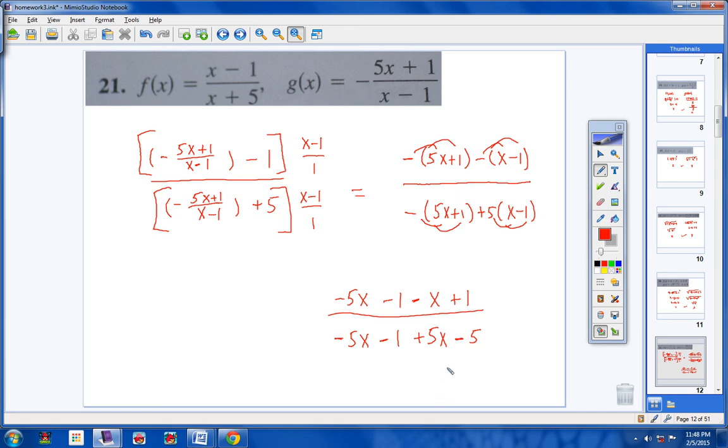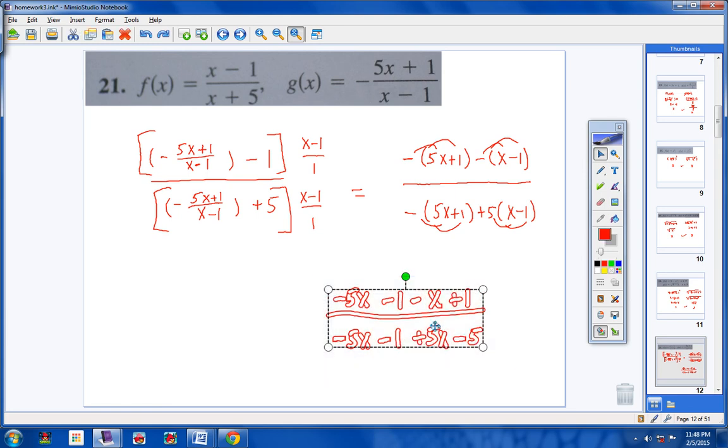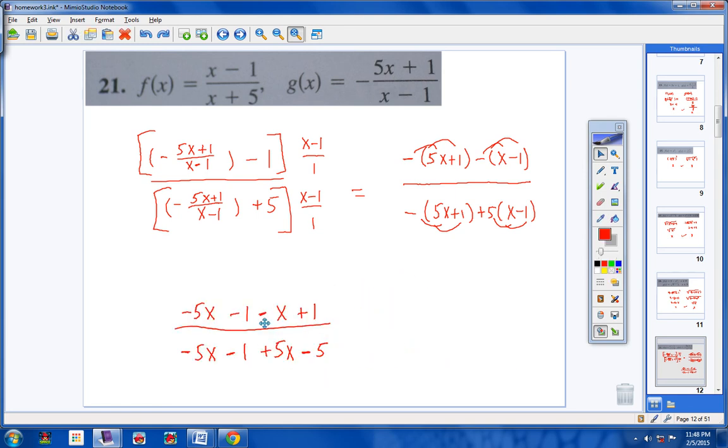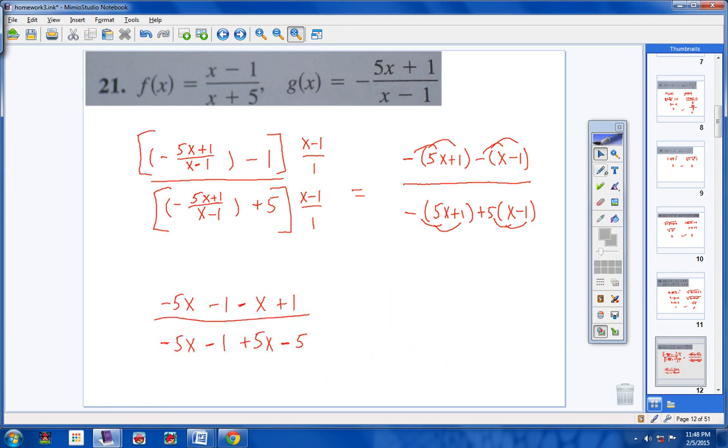Okay? Now, please, students, don't start doing this. Cancel, cancel. No, you cannot do that. That is totally incorrect, okay? Because you have more than one term in the numerator or the denominator. Look, anytime you have more than one term in the top or the bottom, either one, you can't just start canceling. Now we can simplify the top.